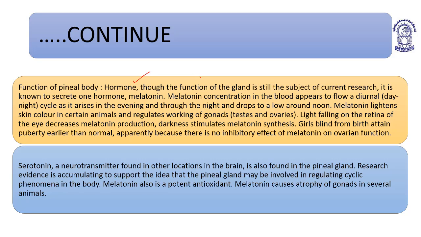Hormone. Though the function of the gland is still the subject of current research, it is known to secrete one hormone, melatonin. Melatonin concentration in the blood appears to follow a diurnal day-night cycle, as it rises in the evening and through the night and drops to a low around noon. Melatonin lightens skin color in certain animals and regulates the working of gonads, especially testes and ovaries. Light falling on the retina of the eye decreases melatonin production. Darkness stimulates melatonin synthesis. Girls blind from birth attain puberty earlier than normal, apparently because there is no inhibitory effect of melatonin on ovarian function.